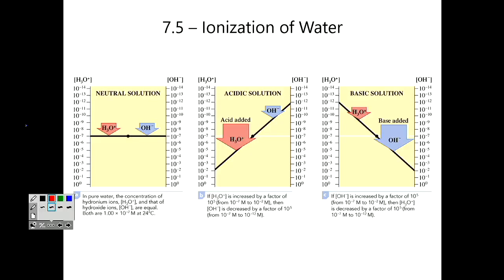This little cartoon illustrates this concept. So if you're in a neutral situation, they're both 10 to the minus 7. The moment you add acid, this goes down. The other one will go up. Notice how the scales are here with the 10 to the minus whatever. The product of the two will always be 10 to the minus 14. The exact opposite happens if you have a basic solution.